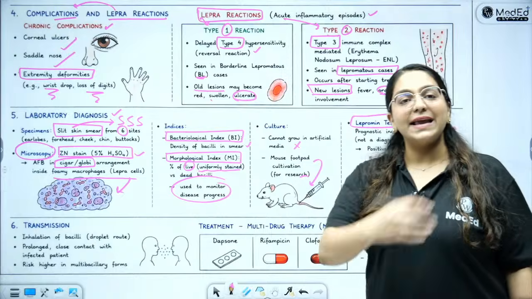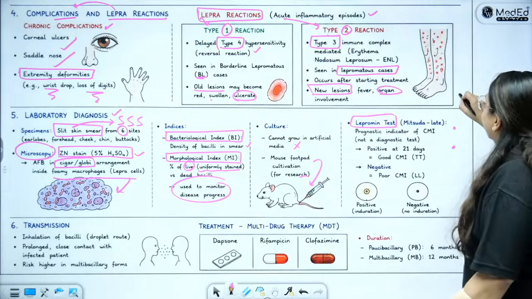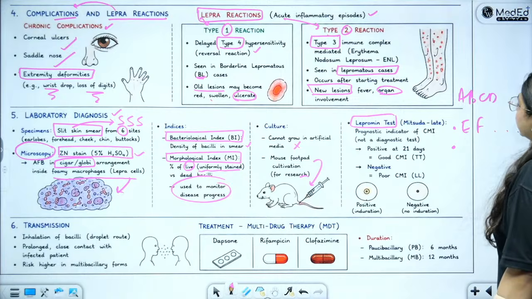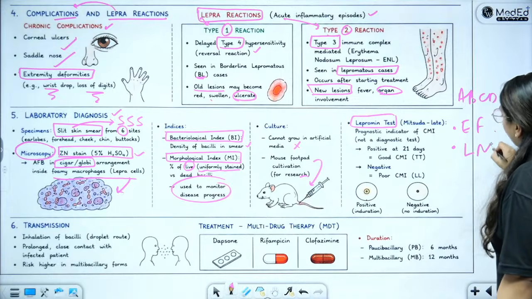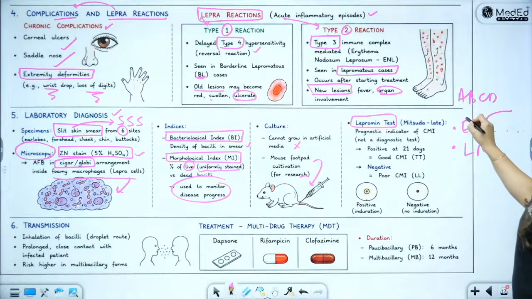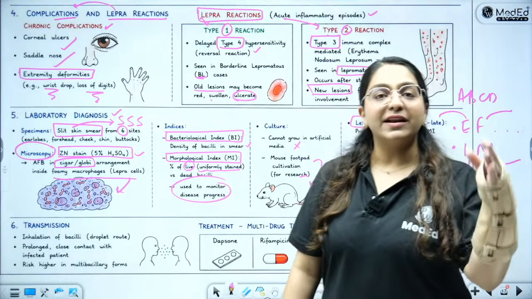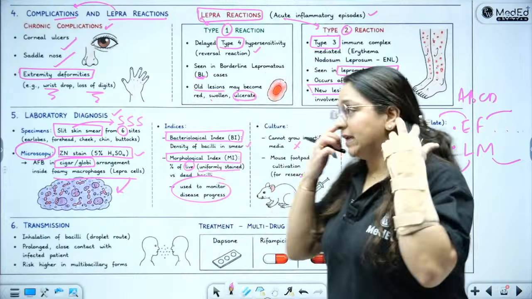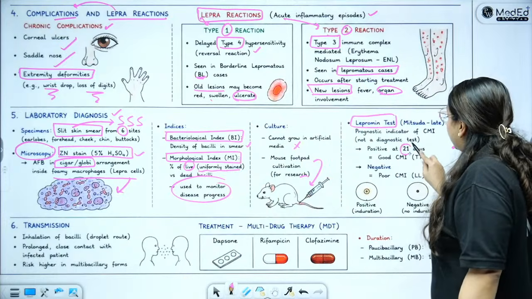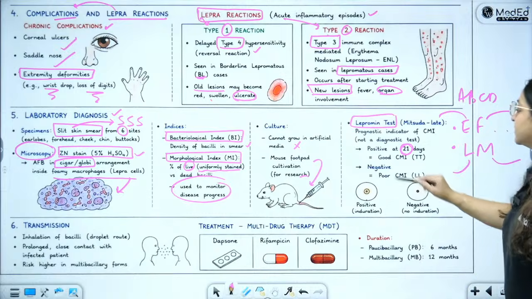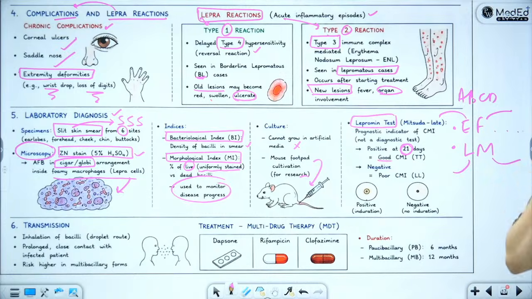How to remember? Just start writing ABCD, then EF, GHIJKL, LM. So the Fernandez reaction is an early reaction and the Mitsuda reaction is a late reaction. That is what you will write in the lepromin test. Fernandez is early, Mitsuda is late. Mitsuda, or late, comes positive in 21 days. And if it is positive, it tells you that it is a good prognosis and the person has good cell-mediated immunity.